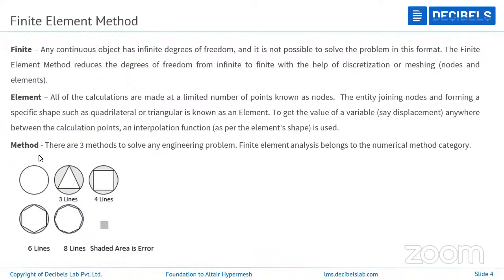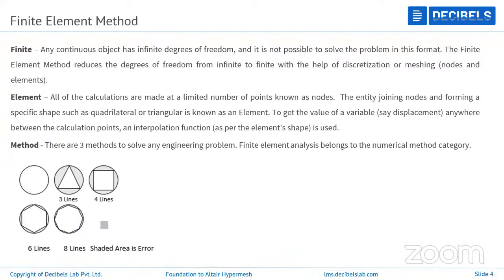Using the elements, see, the entity of joining the nodes is called an element. You can create it in a triangle shape or rectangle, square shape, or hexagon, octagon. These are the different shapes which are available in CAE, with which you can construct any kind of geometry.